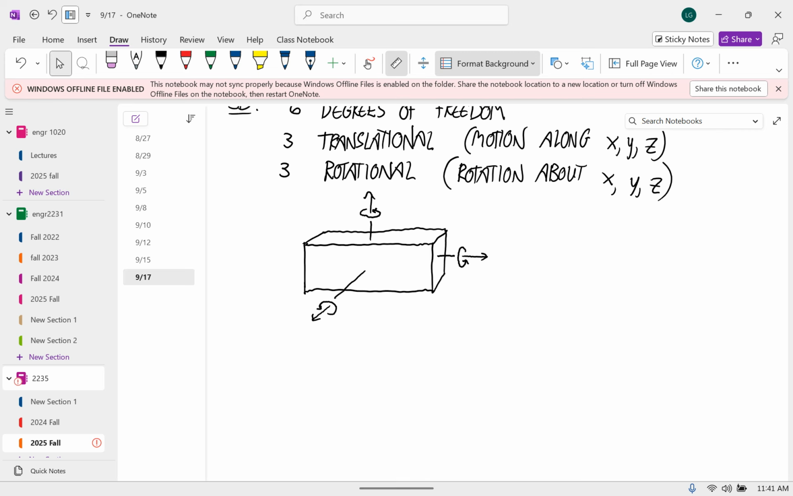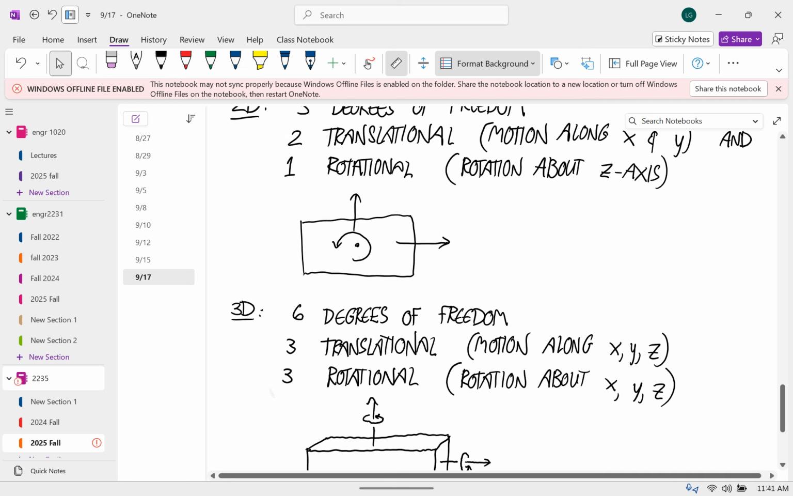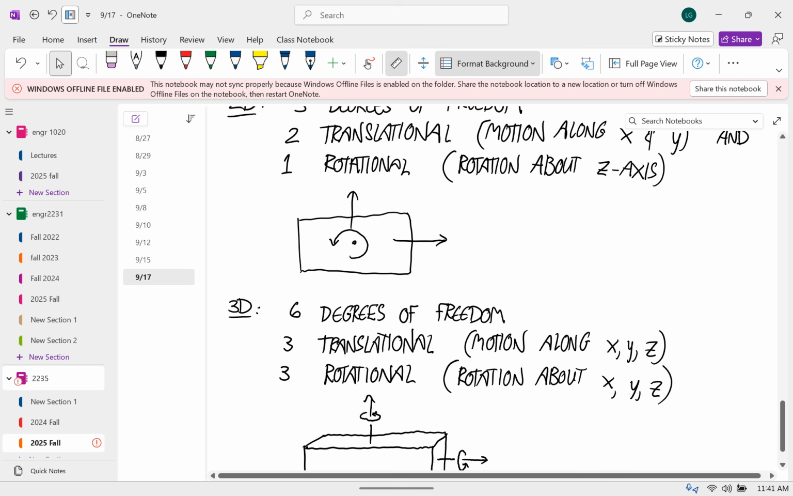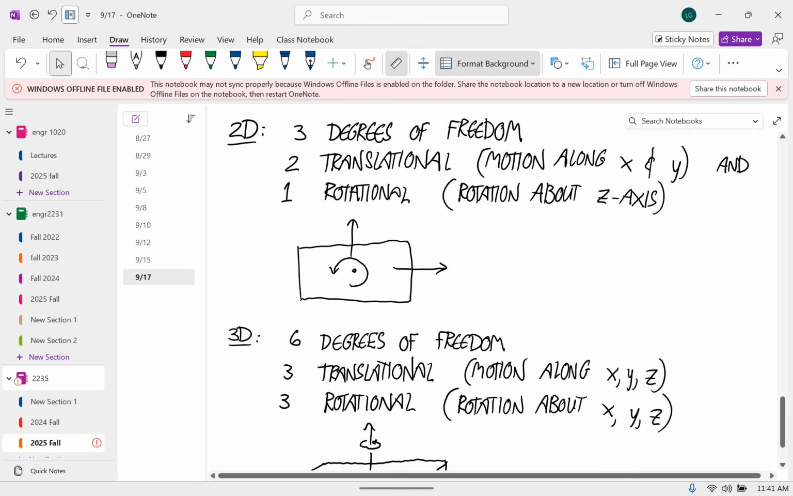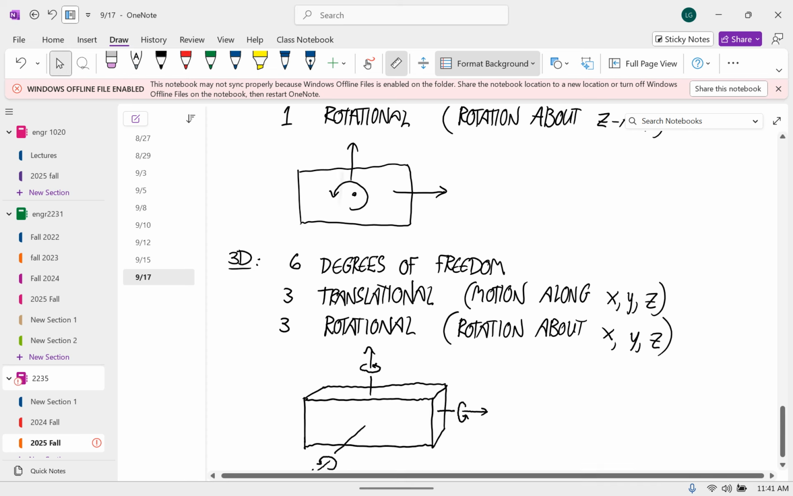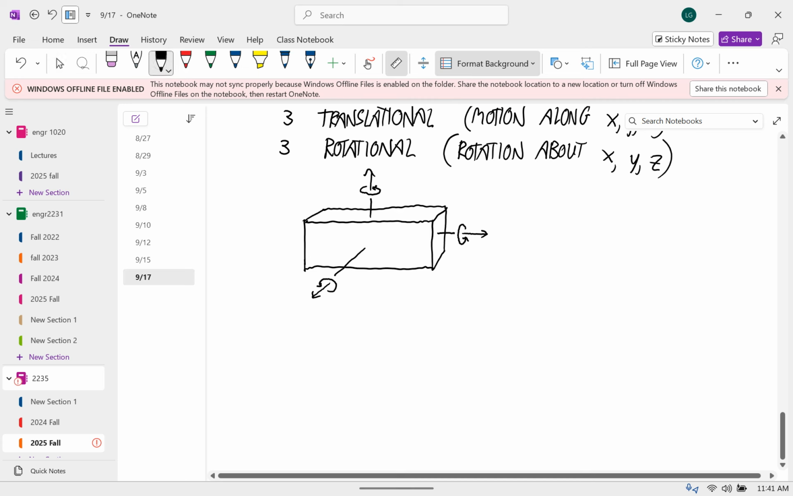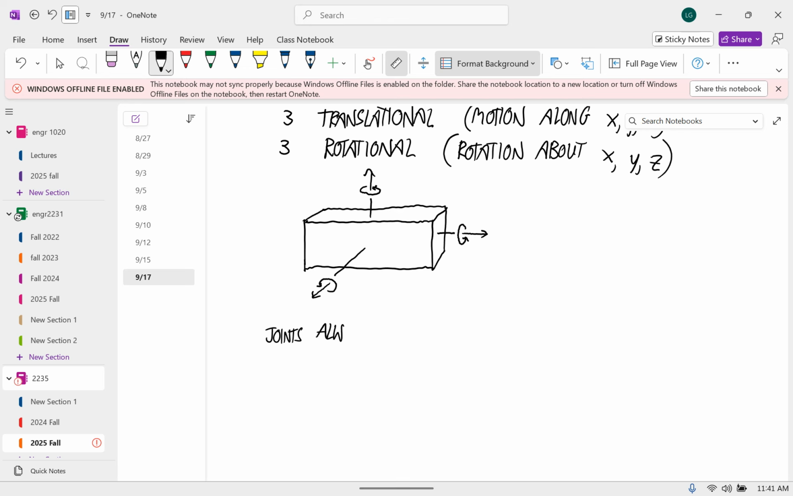Okay, let's start going through the joints. Why did I bring up this degree of freedom thing? It's because with each one of these joints, we're going to think about which of these degrees of freedom are limited, which ones are removed by the joint. And that's going to be how the loads are applied. So joints always apply loads based on how they limit motion.